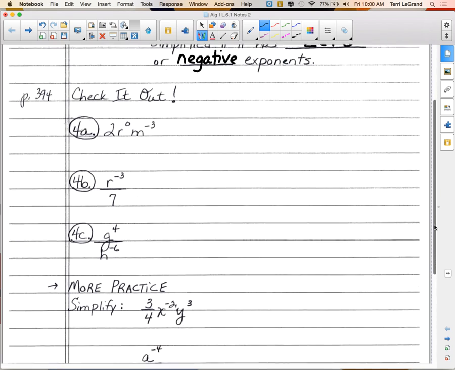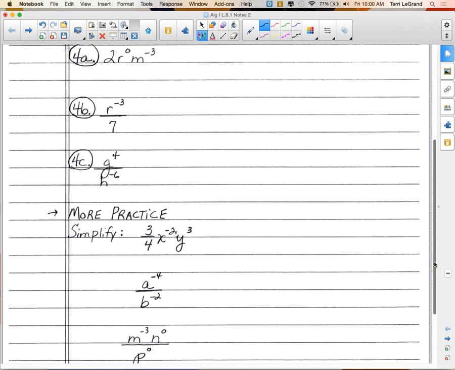Okay, so now we're going to do a little bit more abstractly. We're going to do it with variables, and this can get confusing for students. So stay with me. No tuning out. It is not the weekend yet.